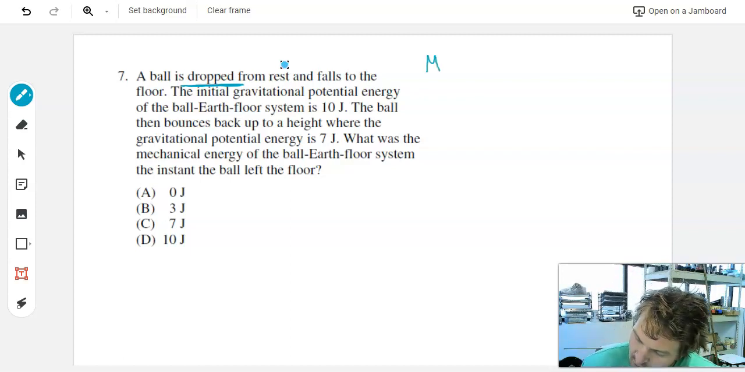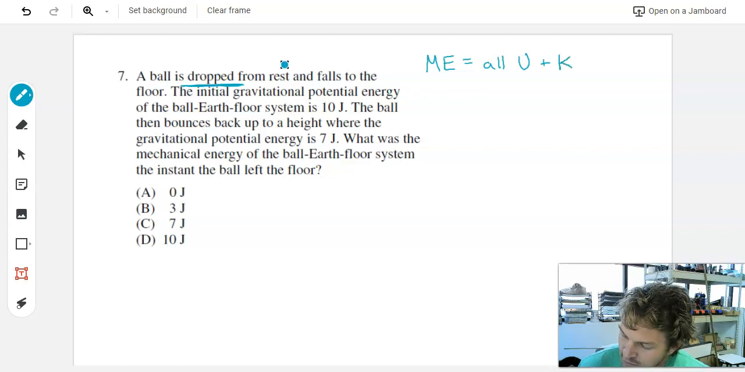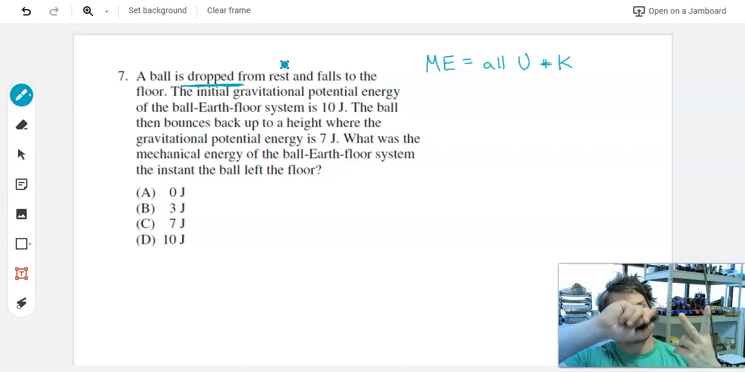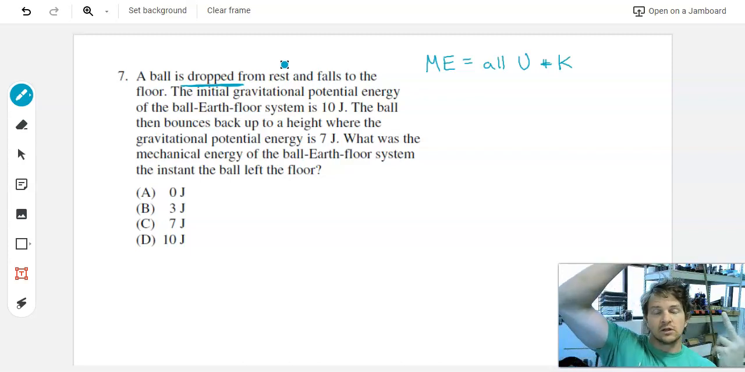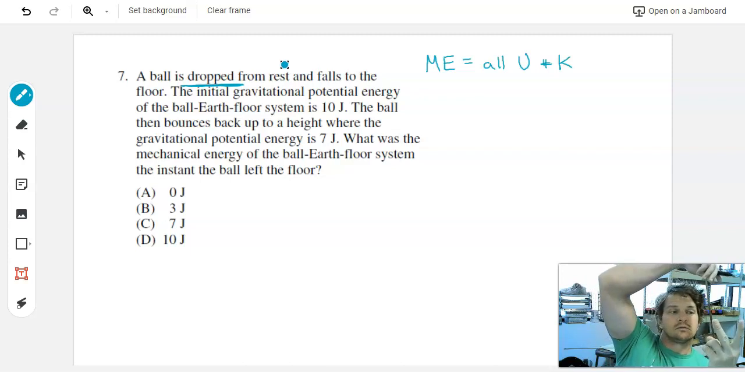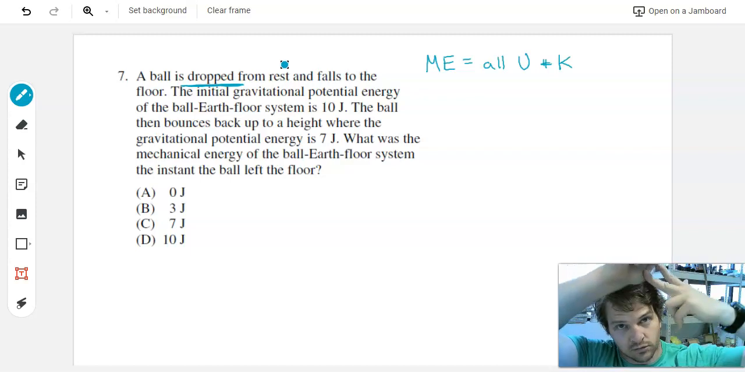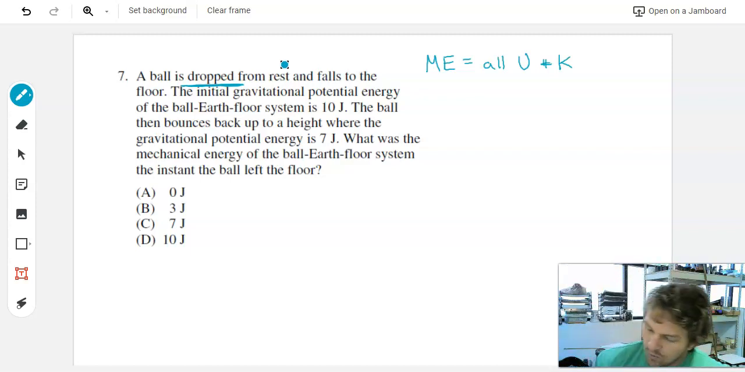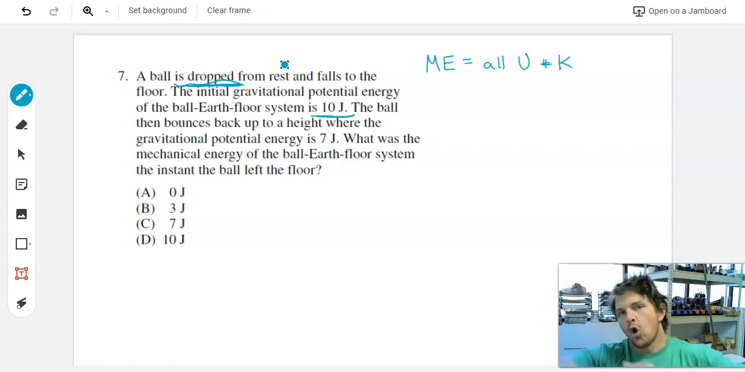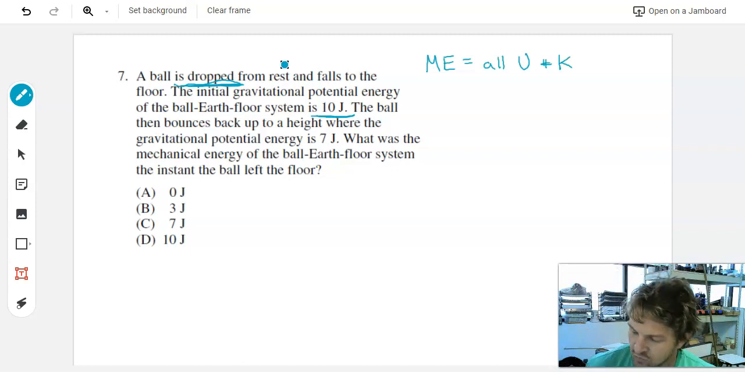So total mechanical energy is equal to all potential energies plus all kinetic energies. That's it. It's just potential energies, gravitational, spring, I think that's it, and kinetic energies. Kinetic translational, kinetic rotation, right? So when it's dropped and it has 10 joules, the whole mechanical energy initially is 10 joules. So there's a ball, right?